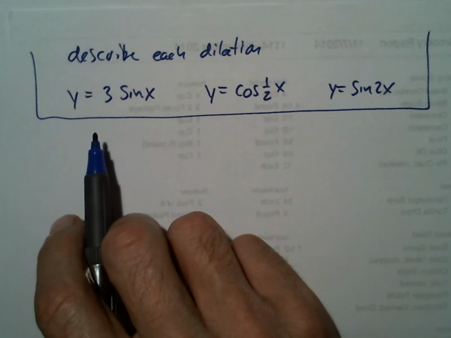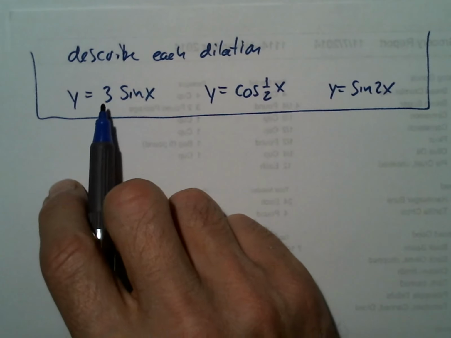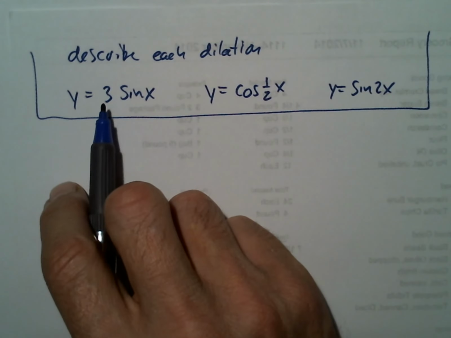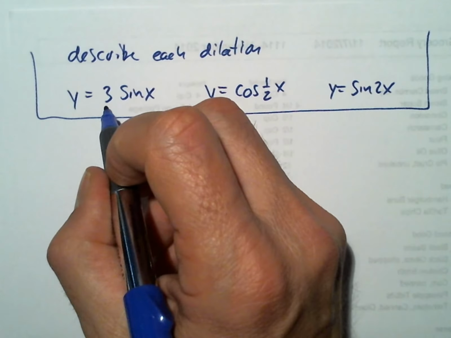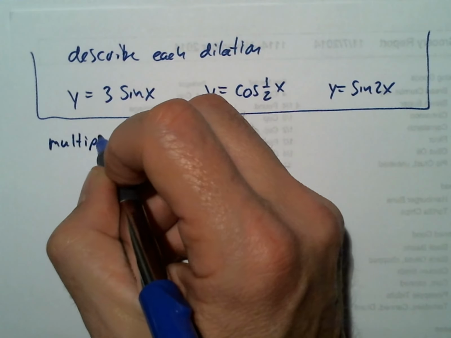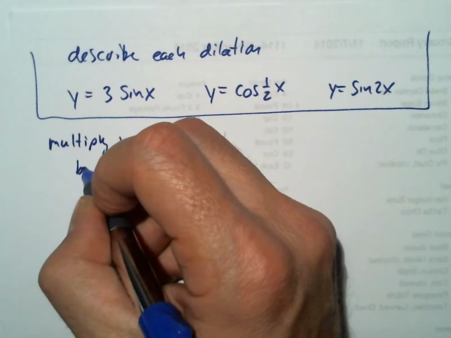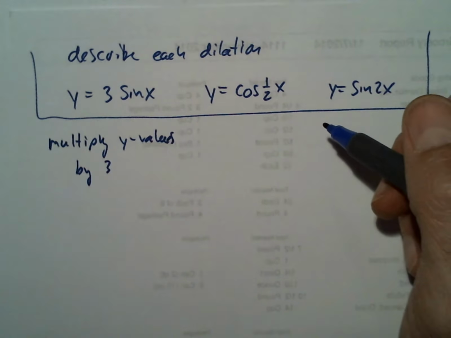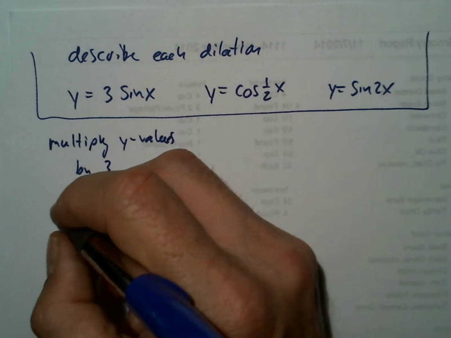Alright, so it's outside, it's not inside with the x. If it's outside, then it's vertical, and we don't use the inverse. So we're going to multiply y values by 3. If every y value gets bigger, then that's going to be a vertical stretch.